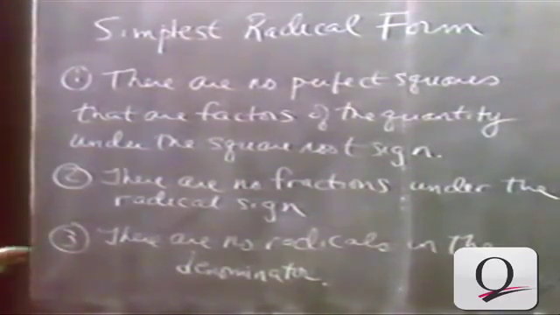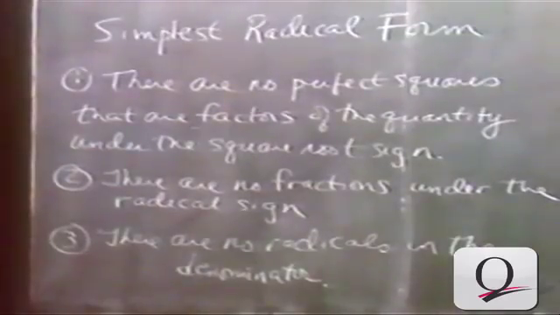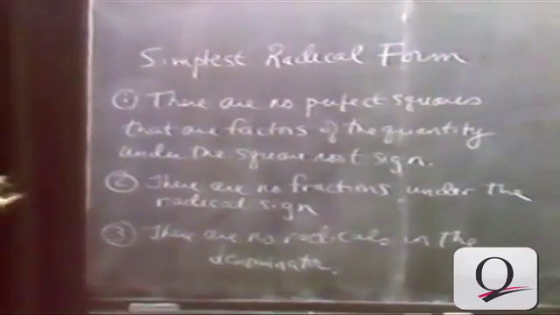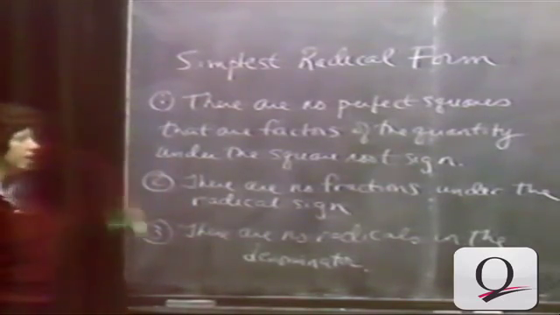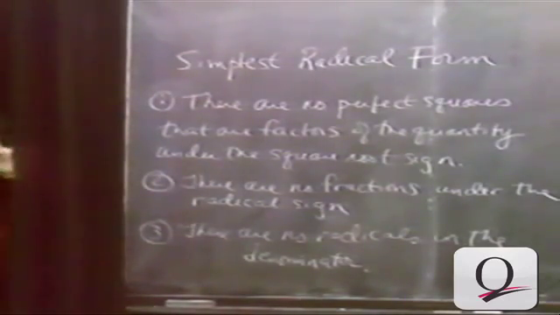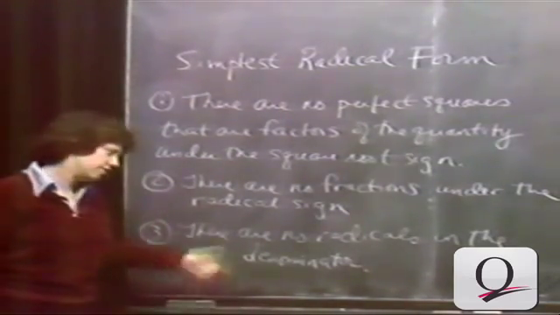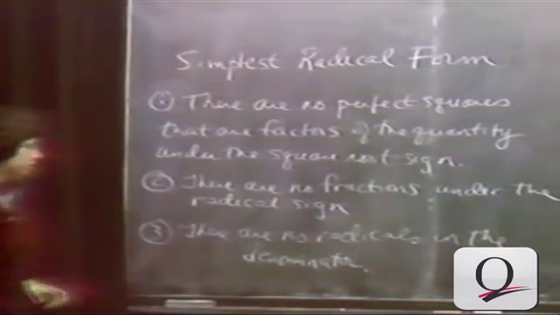First of all, you've tried to take out as much as you can from under the radical sign. So you don't want any perfect squares as factors of the quantity under the radical sign. If there were, you could pull something else outside of the radical. You don't want any fractions under the radical sign and no radicals in the denominator of any fractions that might appear in the expression.